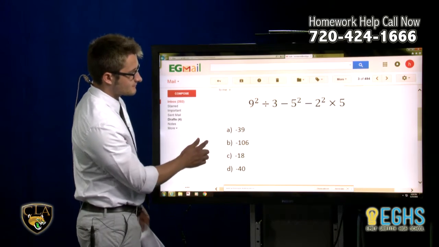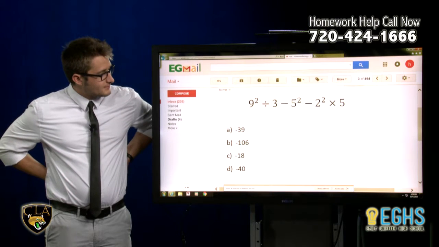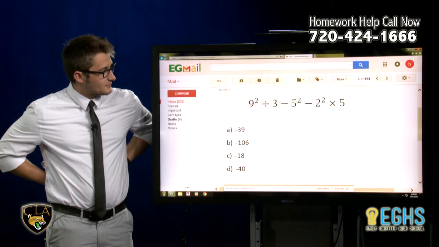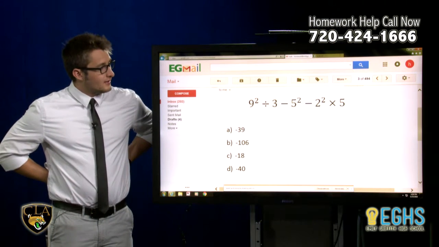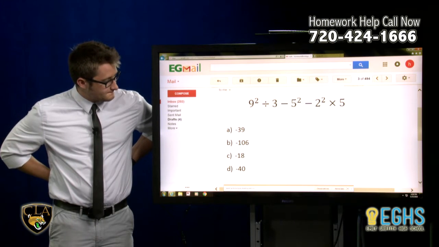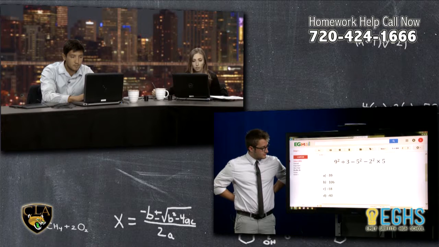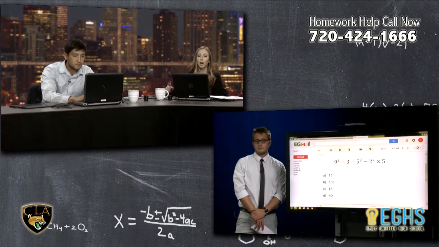This one is a little long. So it's 9 squared divided by 3 minus 5 squared minus 2 squared times 5. And we've got some choices there, it looks like, as well. Okay. Well, it looks like what we're doing is we're simplifying that expression. I'll go ahead and take this one. I just copied this from the email that was sent. I put it on my screen so that we have it.